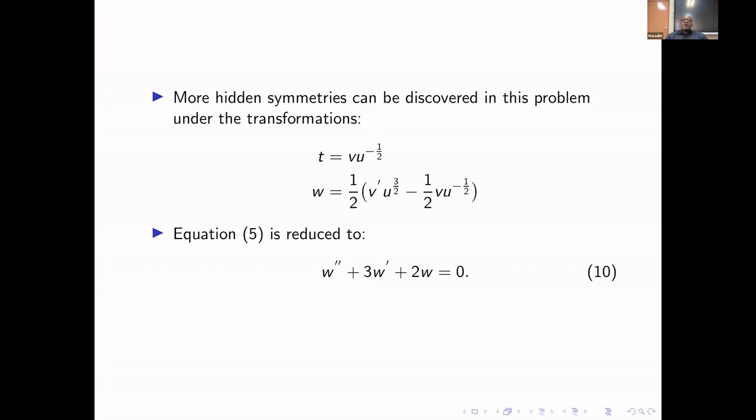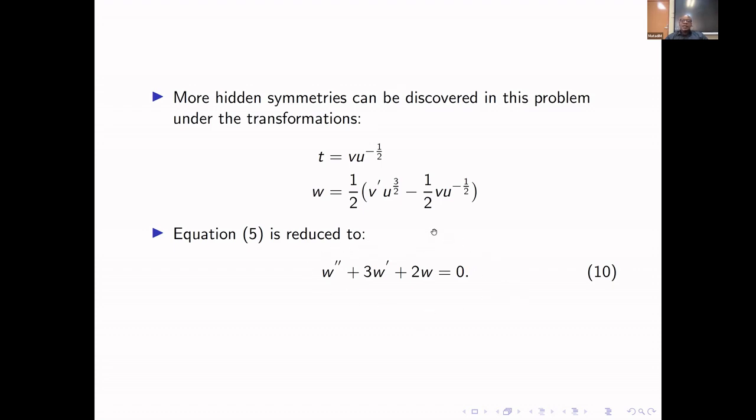Now from X4, which is a hidden symmetry, we come out with those transformations here, with W, our new dependent variable, and T, the new independent variable. Now it reduces equation 5 to equation 10. You can see that equation 10 is easier to solve.